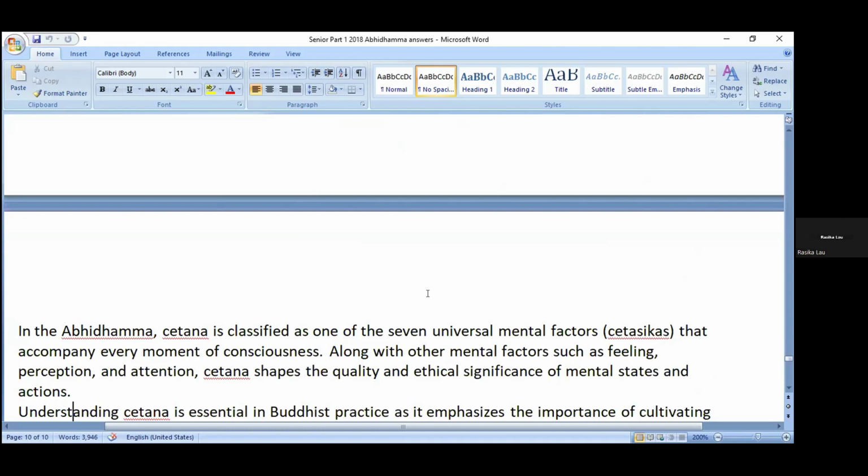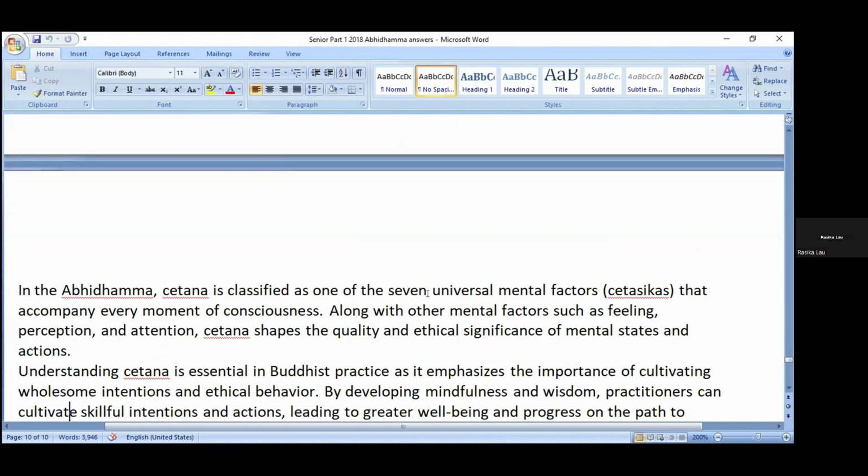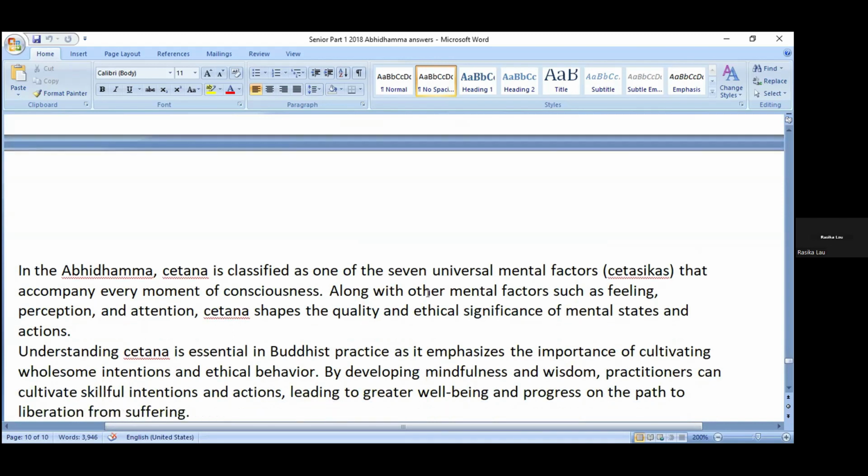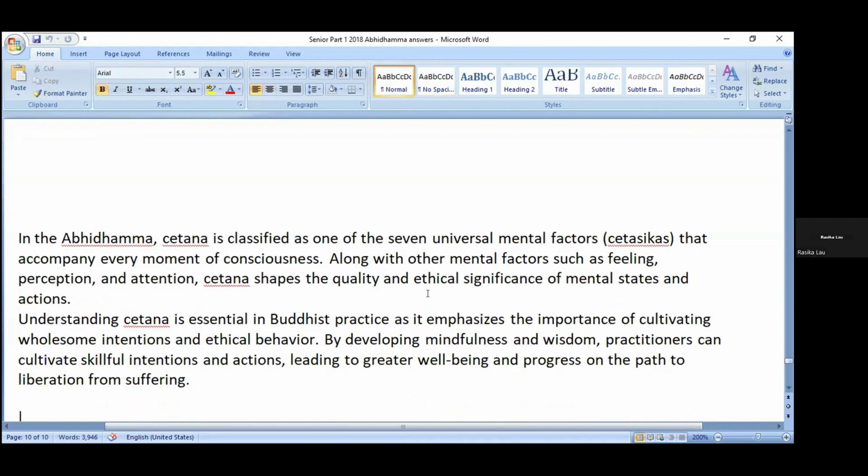So like this, it will carry you enough marks. So understand the essential Buddhist emphasis on the importance of cultivating wholesome intention and ethical behavior. It will lead you to developing mindfulness and wisdom, and then it can lead you to skillful intention and action, leading to greater well-being and progress on the path to liberation from suffering. So something along this line, you're able to get a full mark.